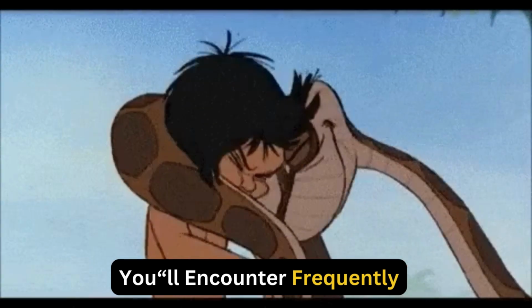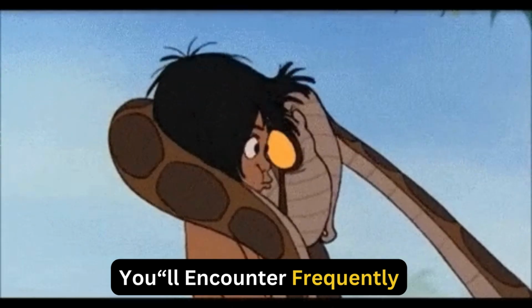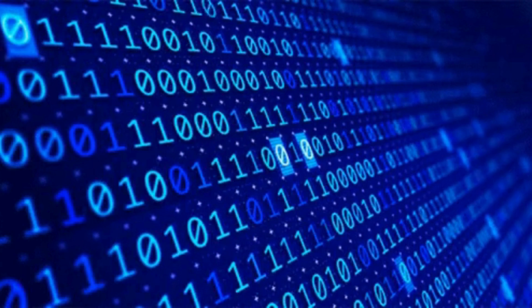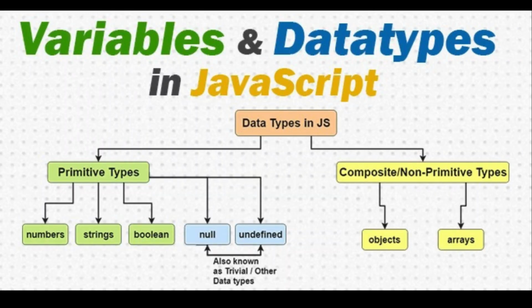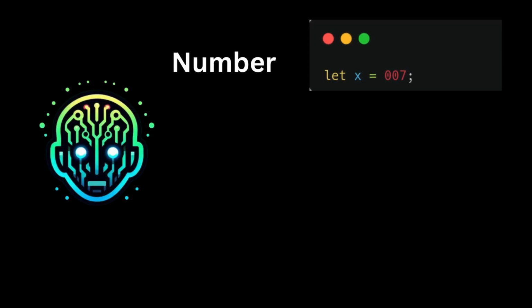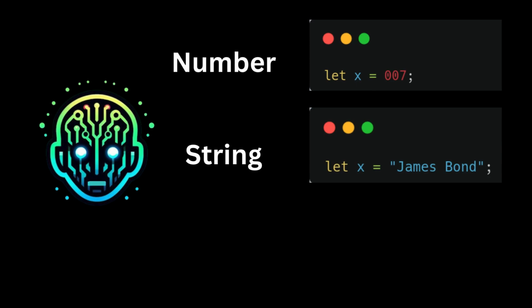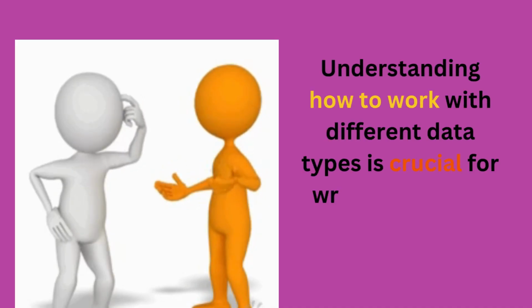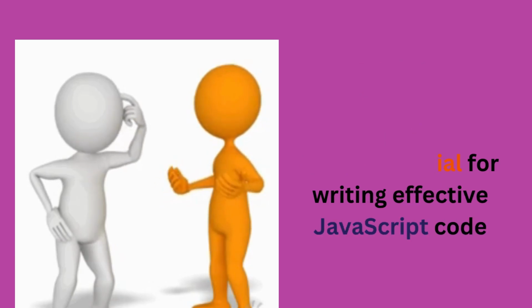JavaScript introduces several fundamental concepts that you'll encounter frequently as you dive deeper into the language. Let's take a quick look at some of these key concepts. Variables and data types allow us to store and manipulate information in JavaScript. Whether it's a number, a string of text, or a Boolean value, understanding how to work with different data types is crucial for writing effective JavaScript code.